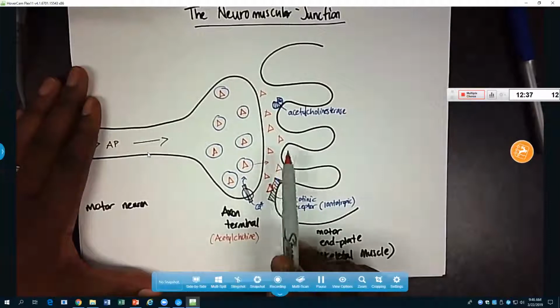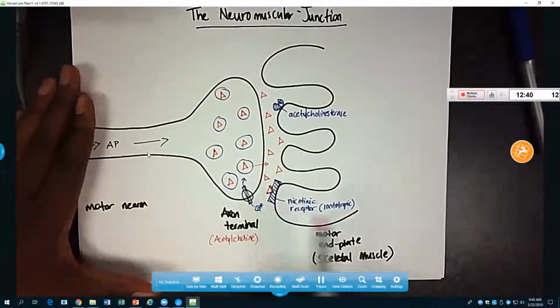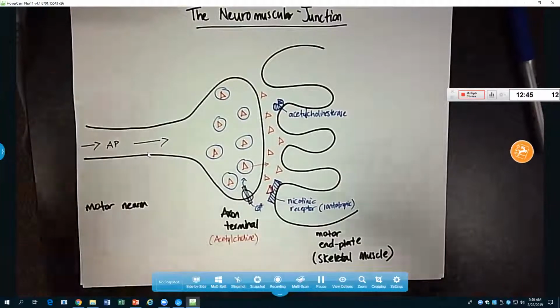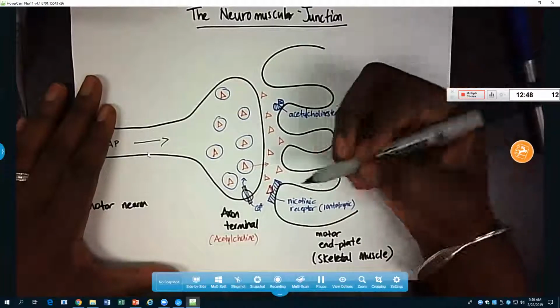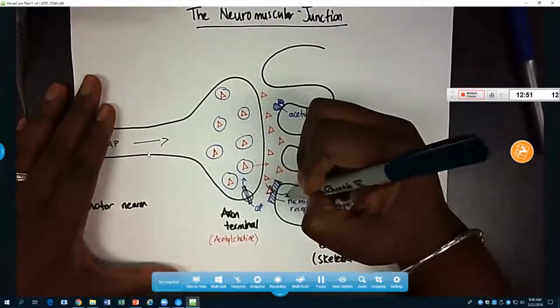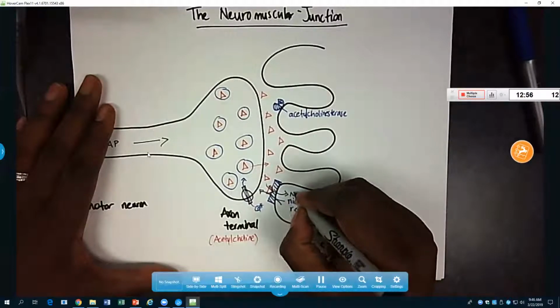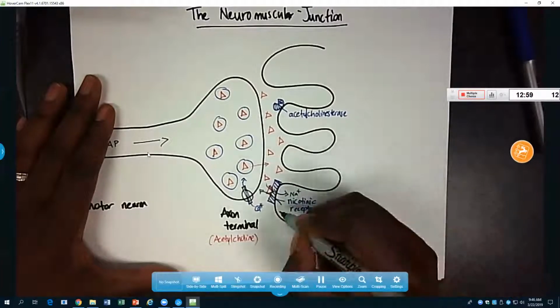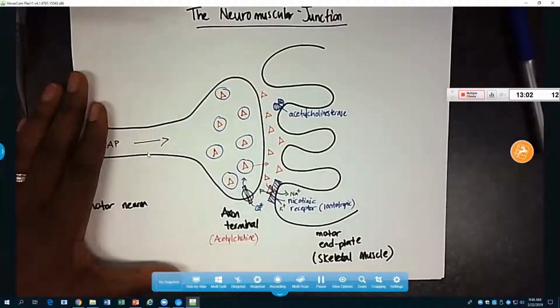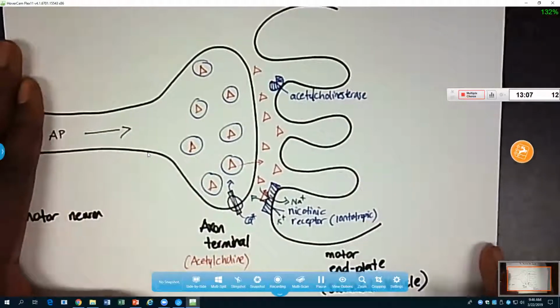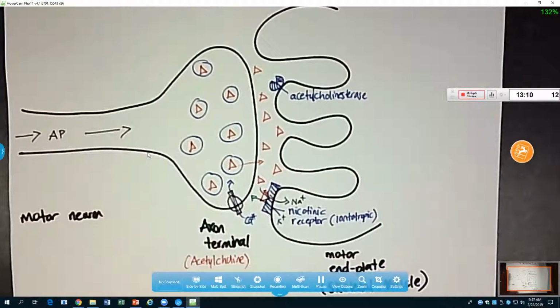The neurotransmitter is then going to bind onto this nicotinic receptor. Because this is an ionotropic receptor, we're now going to have the opening of this channel and the movement of ions, sodium coming in and potassium coming out. Sodium is coming in more so than potassium goes out, and so that is going to depolarize the motor end plate and result in an end plate potential, which will allow this muscle to contract.